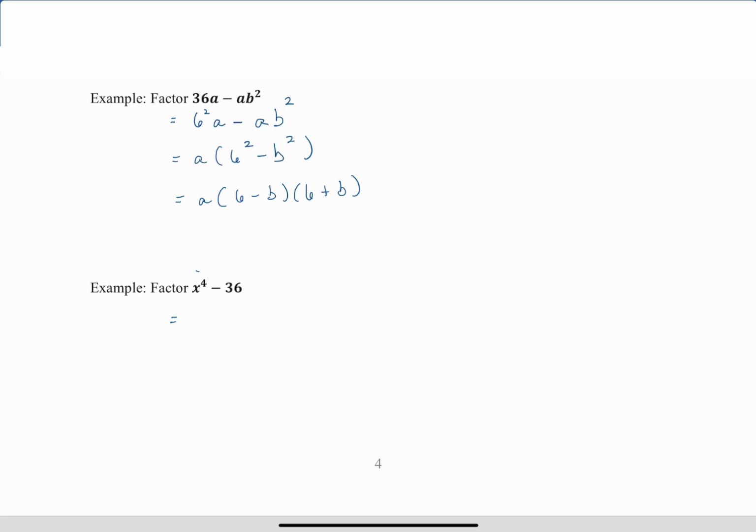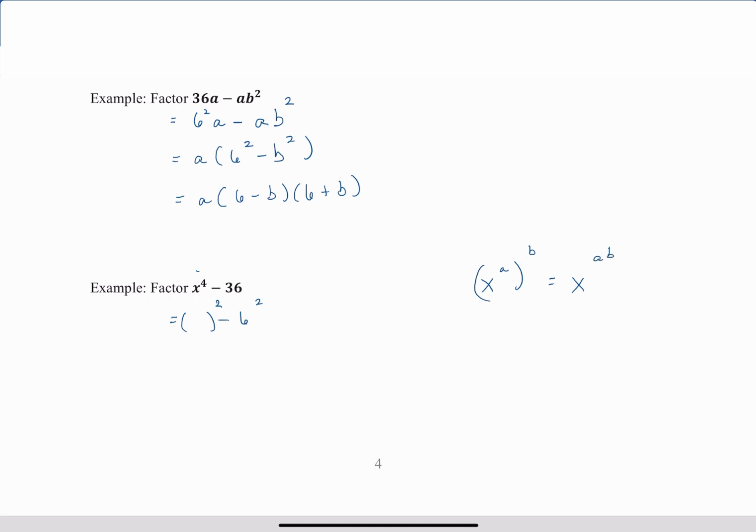Okay, the 36, that's not bad. That's just a 6 squared. What about the x to the 4th? Could I write that as something being squared? Well, remember our rules for exponents that say if you have something raised to a power and then to a power again, you multiply the powers.